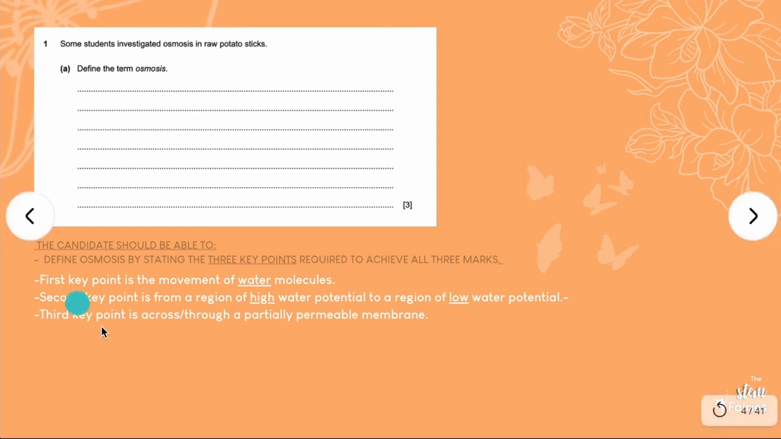So the first key point that should be here is the movement of water molecules. And we have to specifically state that it's water molecules since we're talking about osmosis. And if we were talking about diffusion, it wouldn't be a problem to mention any type of molecules. But since we're specifically referring to osmosis, we need to mention that it's the movement of water molecules.